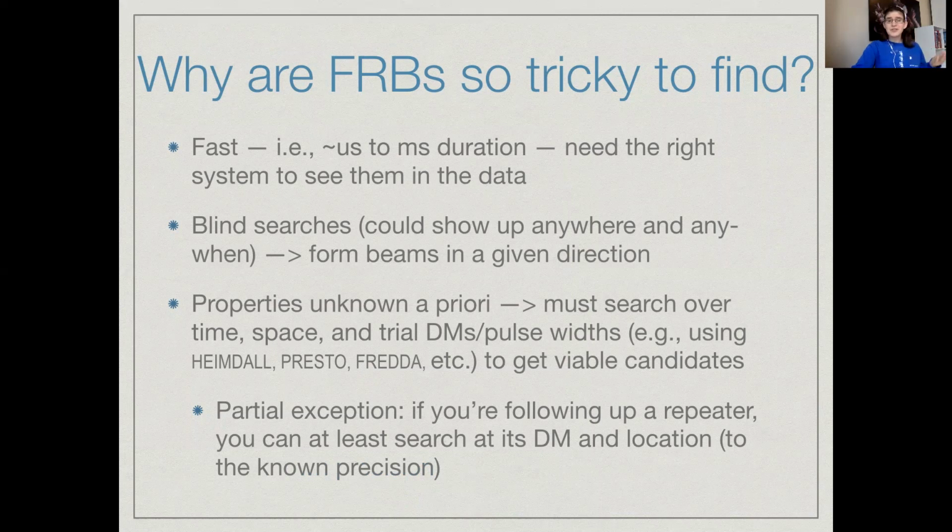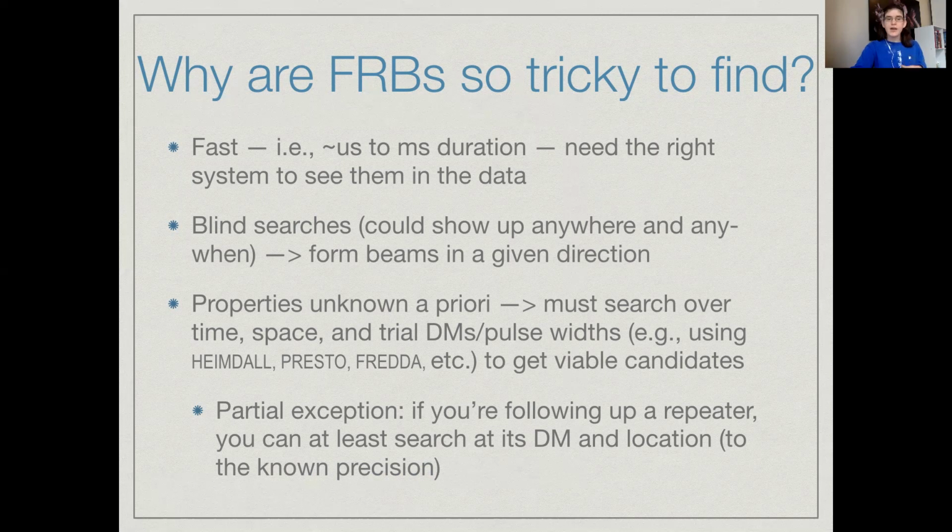So at this point, you might be very rightly thinking that this all sounds a bit tricky. I mean, first of all, we need a system that can capture data fast enough to even be able to see these FRBs, and that can get computationally expensive fast. And then they can show up anywhere in the sky and at any time. So unlike persistent or continuum radio emission, we're effectively searching blind. We also don't know exactly what the observed properties will be in advance, like the pulse width or the DM.